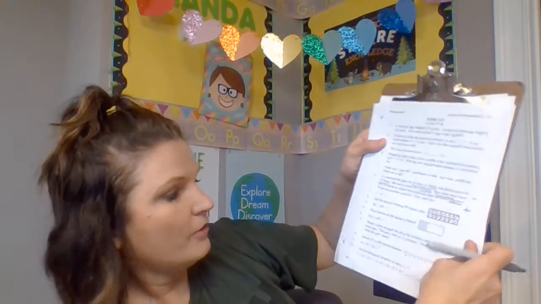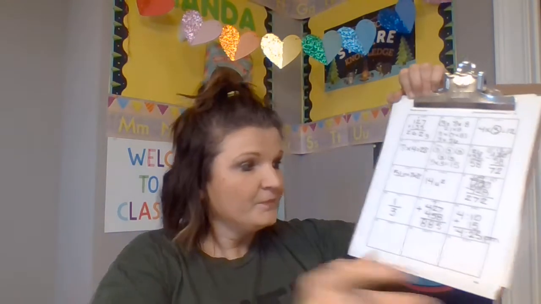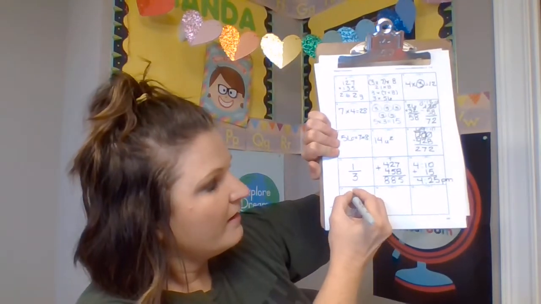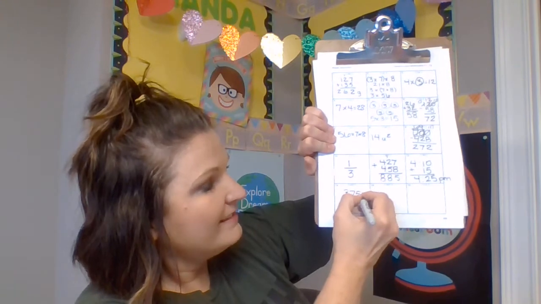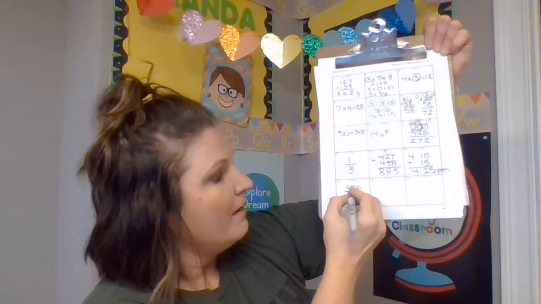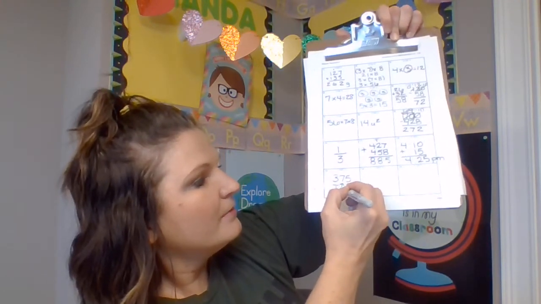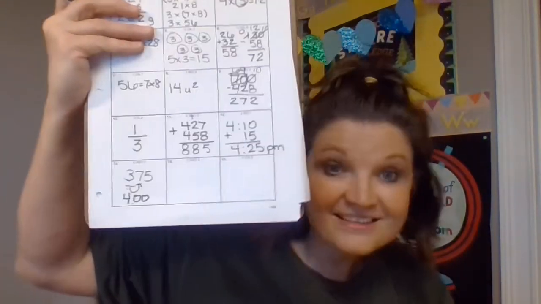Number 18. Or number 13, I'm sorry. Round 375 to the nearest 100. Okay, so remember our rounding song. Find the place, look next door, 5 or more, you raise the score. So, this 3 will become a 4. Look to the right, put zeros inside. 375 is closer to 400.